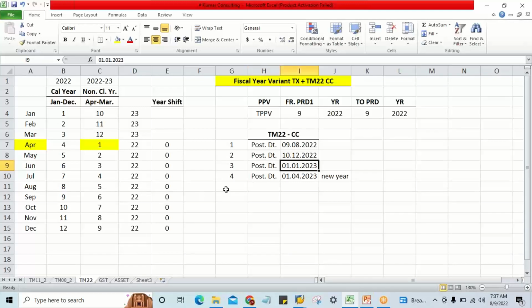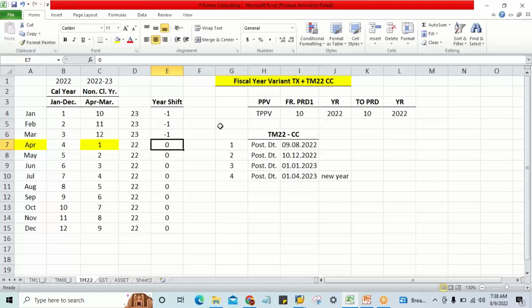Here is the problem. So first, in the sense, January is the 10th period. So 10th period, right? 10th period we have opened. And year is 23. But actually we are in 22 itself. That is why I have opened 22. So how SAP will come to know? Actually, it is not 23. We are in 22 itself. So year shift is going to be changed. And here we are going to specify -1, -1, -1.